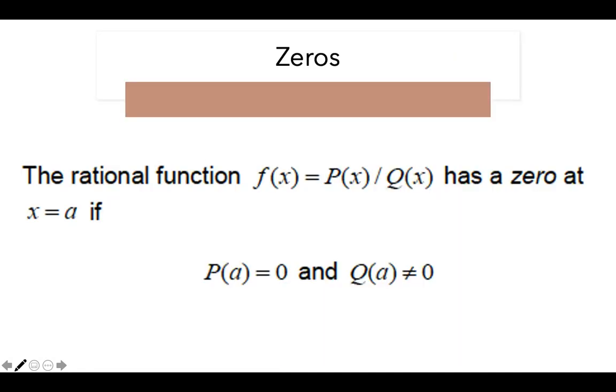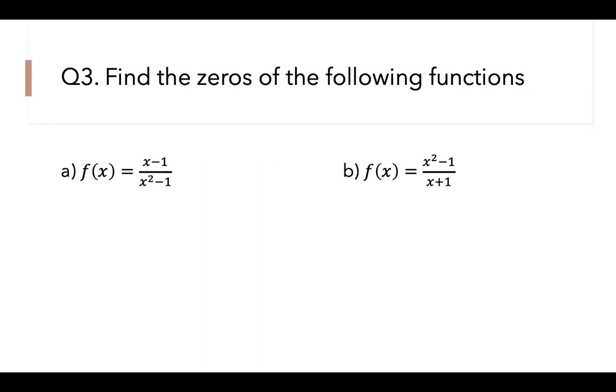Now, next concept: you can find the zeros of a rational expression if you let the numerator equal 0, and the denominator cannot equal 0. So that's when you know that you have x-intercepts. Let's try this. Find the zeros of the following functions.